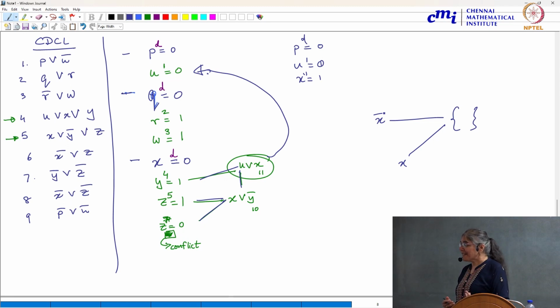This is my CDCL algorithm. It makes decisions, propagates units. When it reaches conflicts, it analyzes those conflicts, learns new clauses. At any point, if it finds that all clauses are satisfied, it's done. Formula is satisfiable. At any point, if it finds that it can learn the empty clause, it is done. It has a proof in this format that the formula is unsatisfiable. So a run of the algorithm produces a proof.